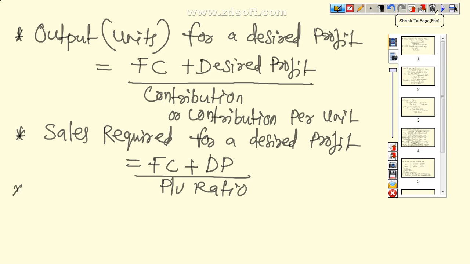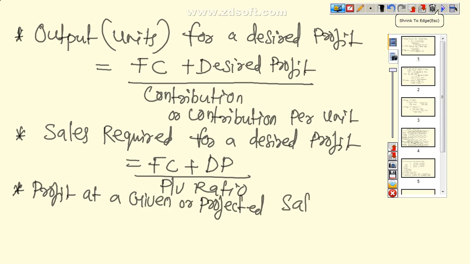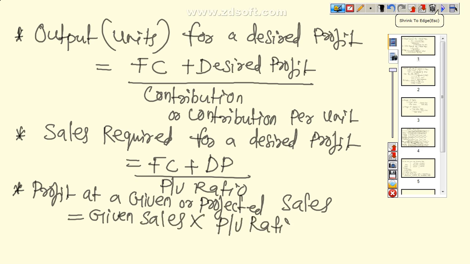Next one, profit at a given or projected sales. There we have to calculate the corresponding profit, that is equal to given sales multiplied by profit volume ratio minus fixed cost.